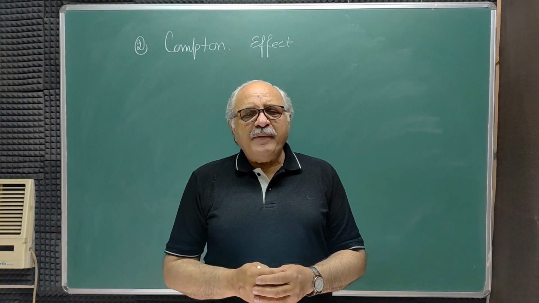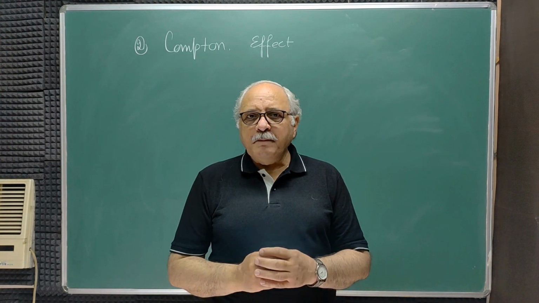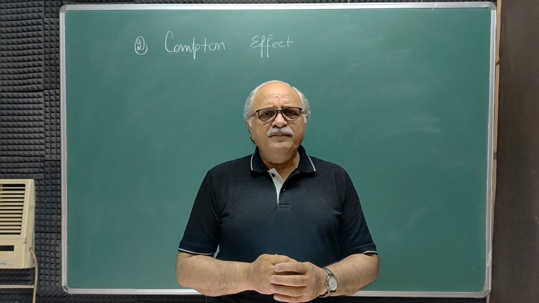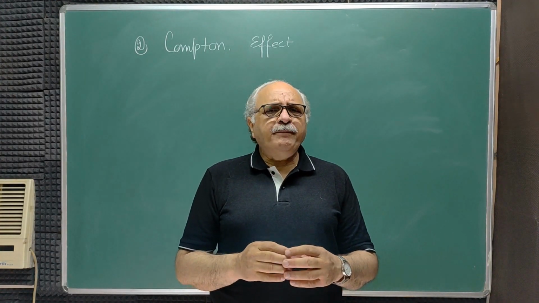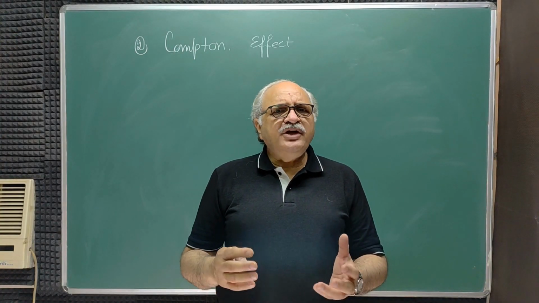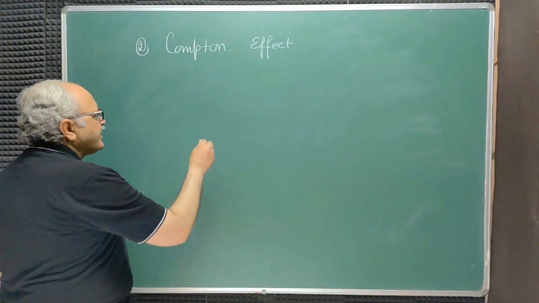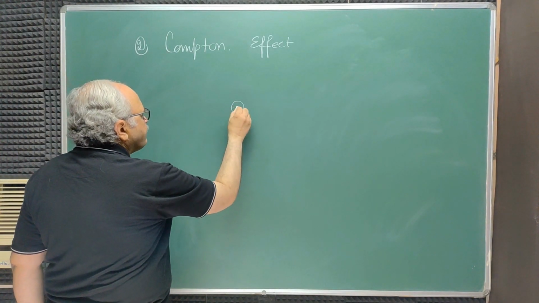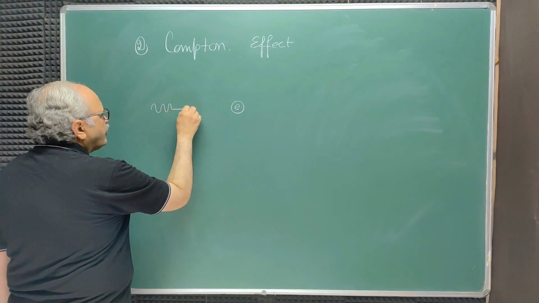These electrons in the matter are not in rest position, but their velocity is very, very small as compared to the velocity of light. So we practically assume them to be in the rest position. So we have this type of situation: we have an electron and a photon is coming to it.